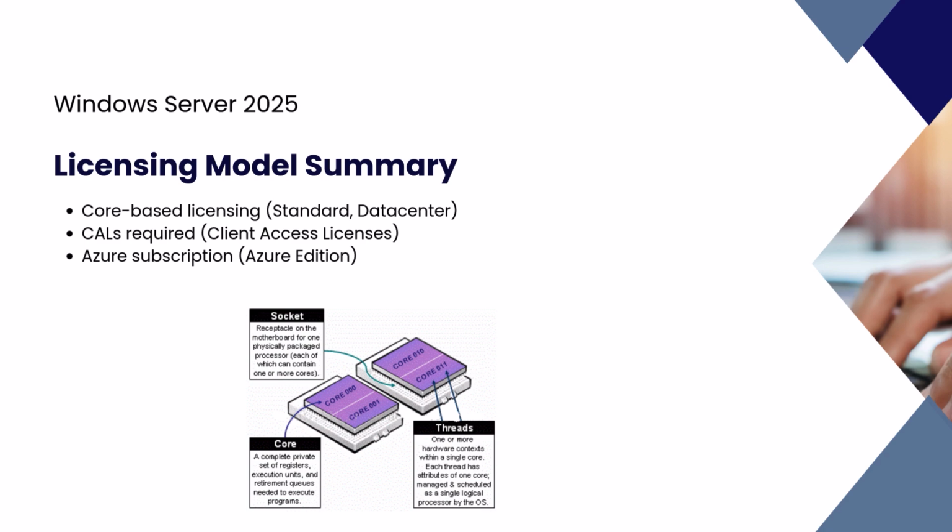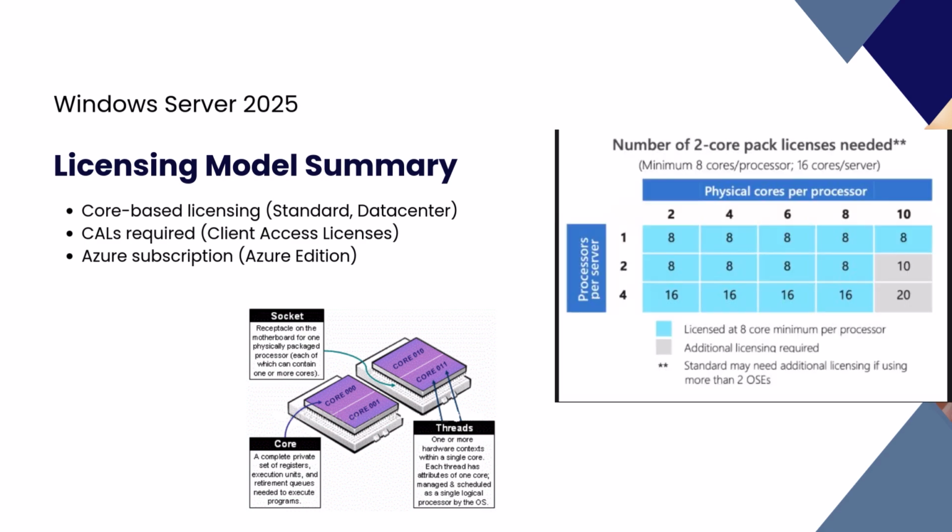To license Windows Server, Microsoft requires a minimum of 8 cores per CPU and at least 16 cores per server, even if your server has fewer. You'll also need client access licenses, or CALs, for every user or device accessing the server. And if you're using the Azure Edition, it follows a subscription model that's billed through Azure.